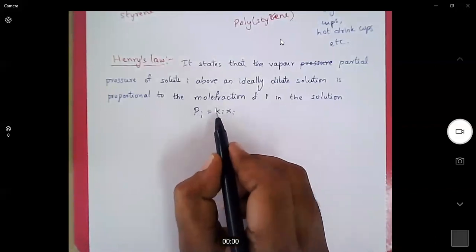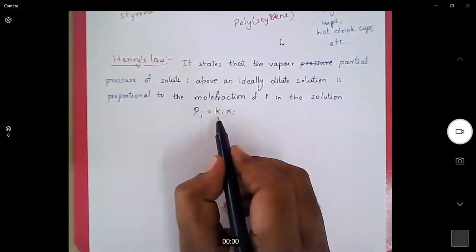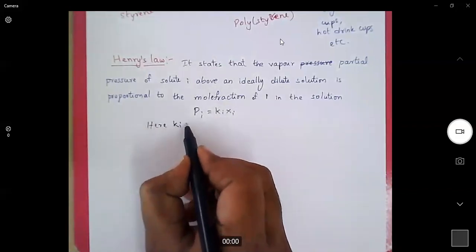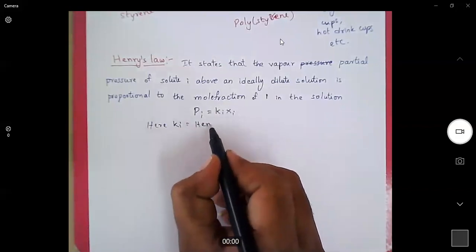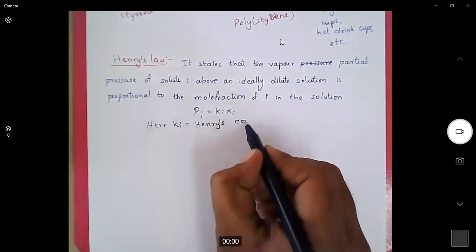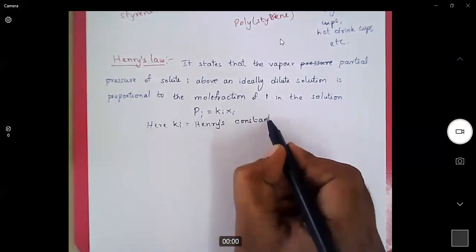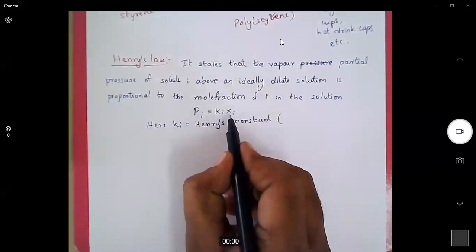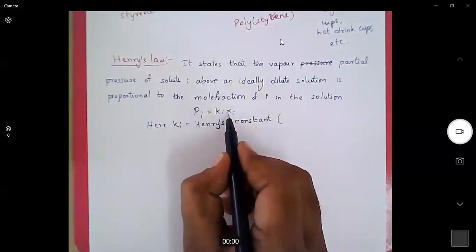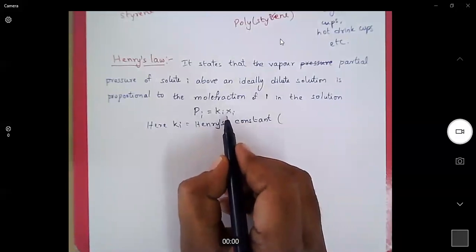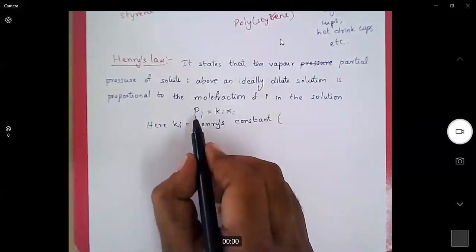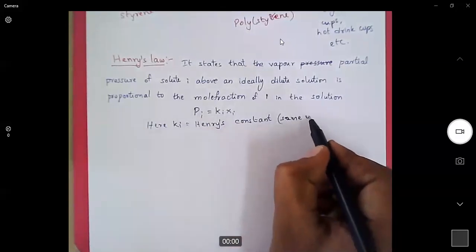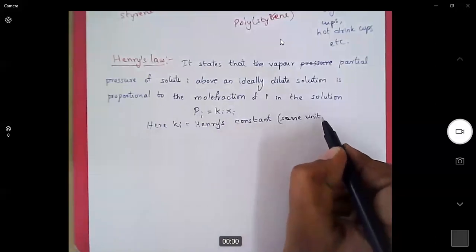When we remove the proportionality, we take some constant Ki. Here, Ki is called Henry's constant. Generally, mole fractions don't have any units because they are a ratio between moles. So the units of K are nothing but units of pressure.